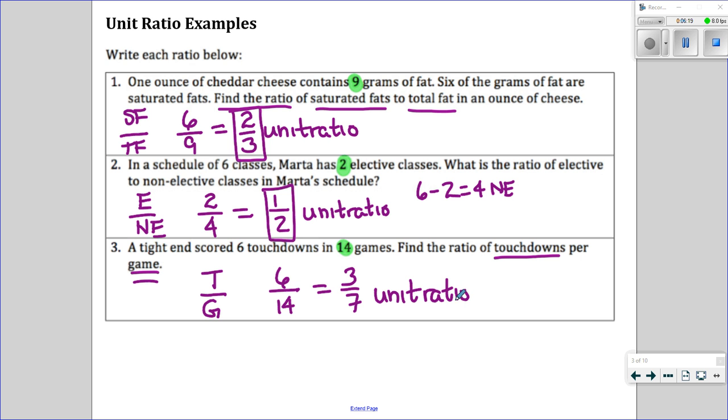So think of the unit ratio as the most simplified, reduced fraction. That means for every 3 touchdowns made by the tight end, this happens within 7 games. And 6 over 14 is what's proportional to the 3 over 7.